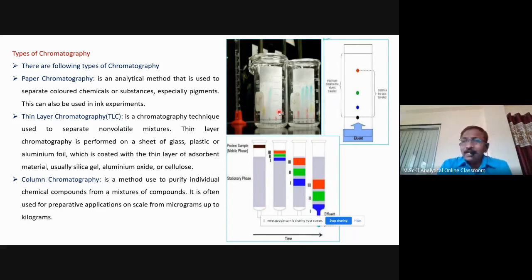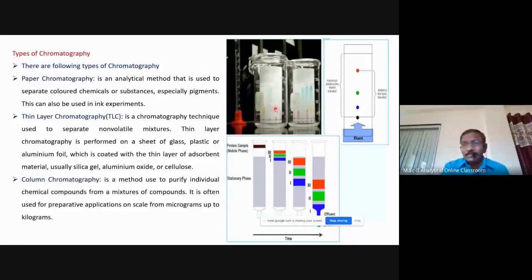Everyone has already handled this, and we can even carry out such analysis in sugar samples, as well as proteins, and mostly in biological samples. We can use paper chromatography there too. Then, commonly used in organic chemistry is thin layer chromatography. It is used to separate non-volatile mixtures, and it is performed on a sheet of glass or plastic. Even aluminum foil can be used. Mostly in research institutes, they use aluminum foil rather than glass and plastic.